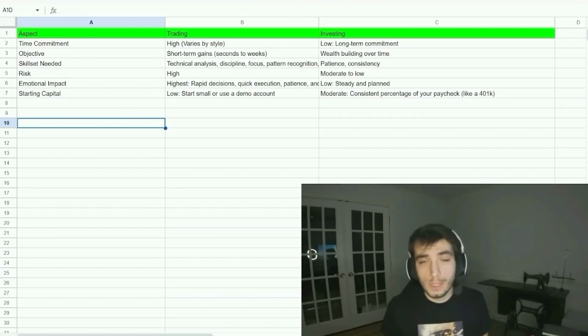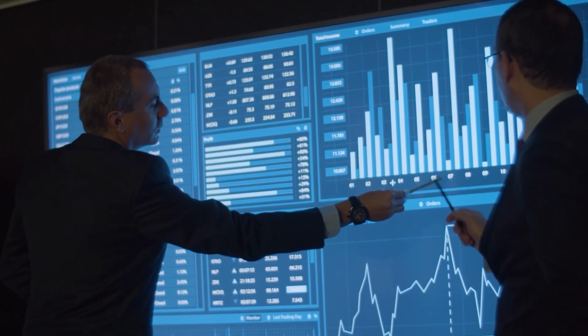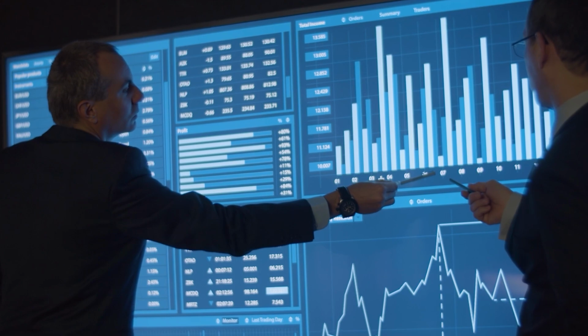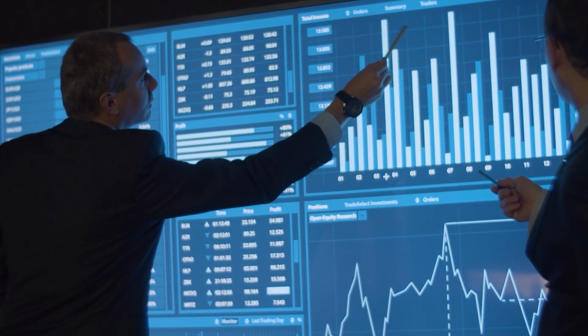Let's talk about investing time commitment wise. You don't need to spend as much time. You just need to research what you're buying into. Once you know what assets you're playing with, all you have to do is allocate a portion of your paycheck, just like your 401k. When it comes to the skill sets that you need for trading, you need to be able to make rapid decisions, quick executions, and most importantly, you need to have a lot of patience and discipline.